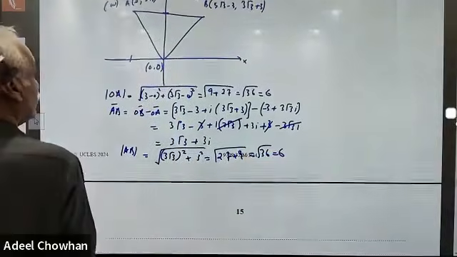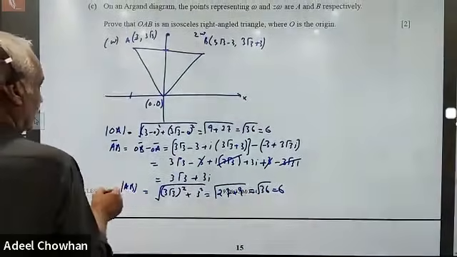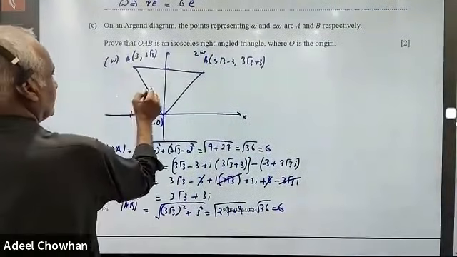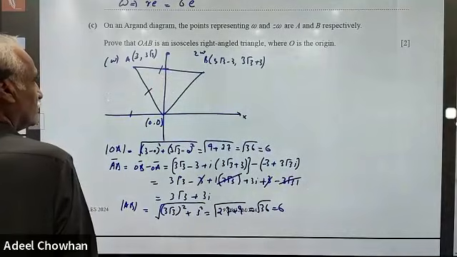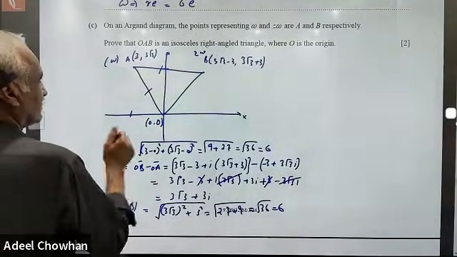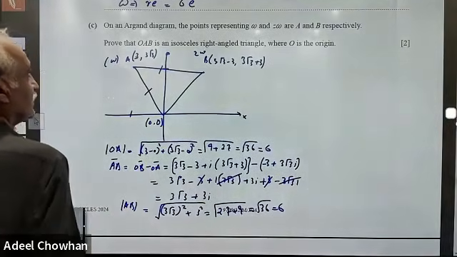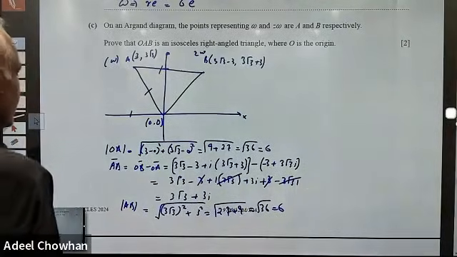So that means OA is equal to OB. So in a triangle there, when two sides are equal, then it means it is an isosceles triangle. Now you have to show that it is a right angled triangle there.